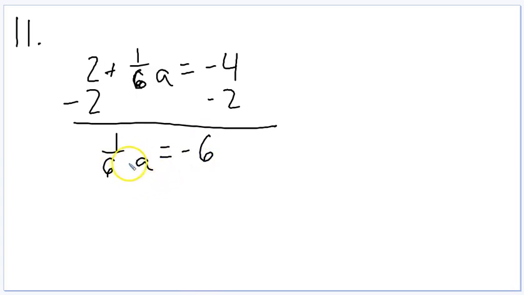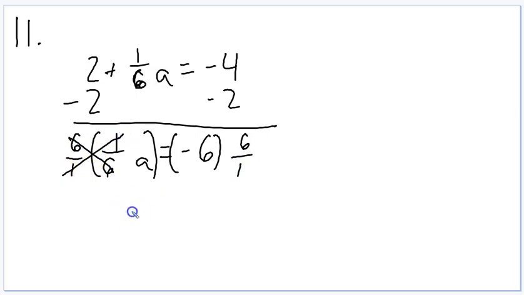So this is multiplication. We're going to have to divide. It's a fraction though, so we have to keep, change, flip. Keep the 1/6, change it to multiplication, flip it. All right? So really it's just 6 over 1, but it's really just 6. So these will simplify, so we get a all by itself, and then negative 6 times 6 will be negative 36.